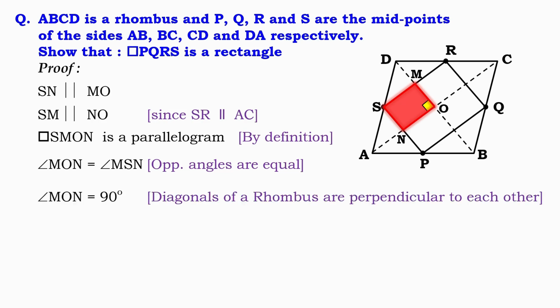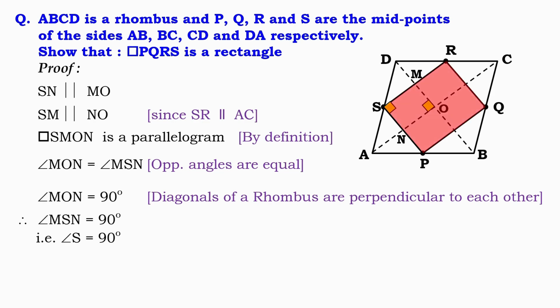Now here, if we take a look at the properties of a rhombus, we know that in a rhombus the diagonals bisect each other and also they are perpendicular, right? So angle MON is 90 degrees. If angle MON is 90 degrees, then angle MSN is also going to be 90 degrees. So that means angle S is 90 degrees.